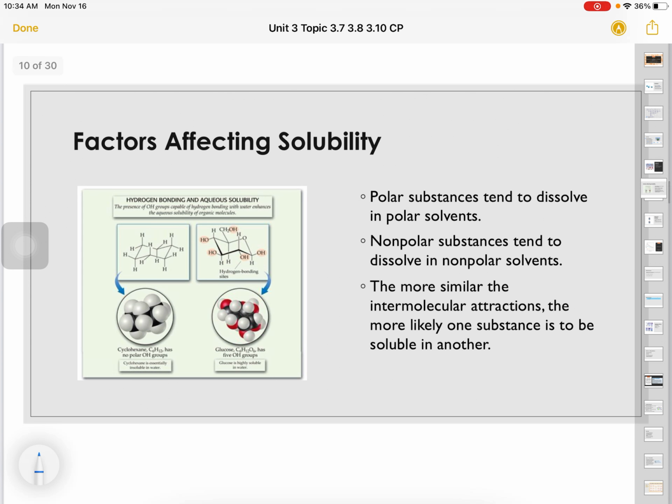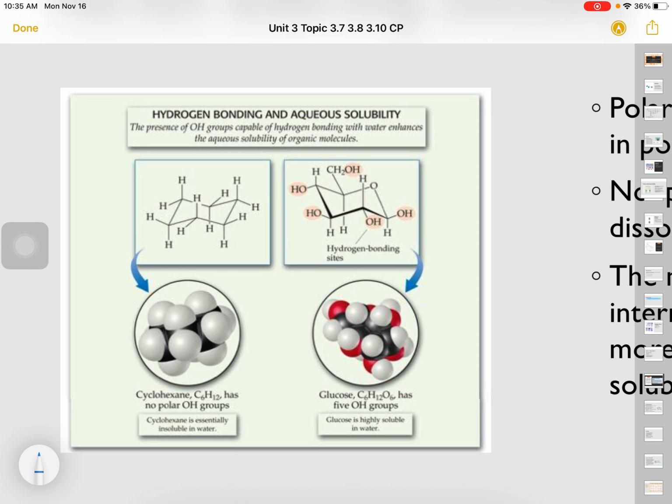There are different factors that affect solubility. Polarity of the molecules is one thing, right? So polar tends to dissolve in polar, nonpolar in nonpolar. The more similar the intermolecular forces between the solute and the solvent, the more likely they are to dissolve in one another. So you can see here why cyclohexane wouldn't necessarily dissolve, but glucose would because of its polarity.